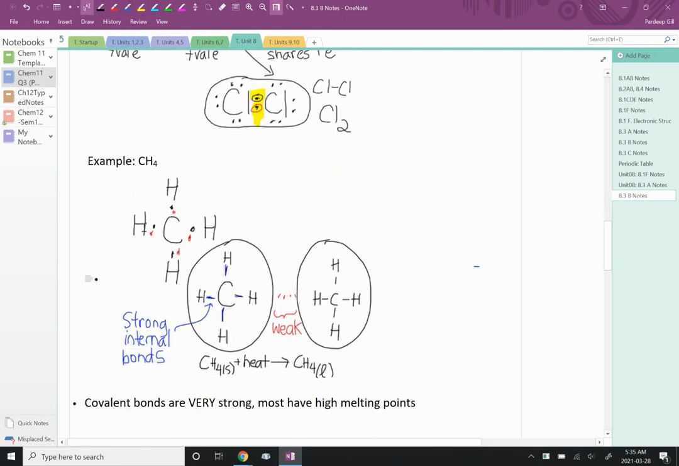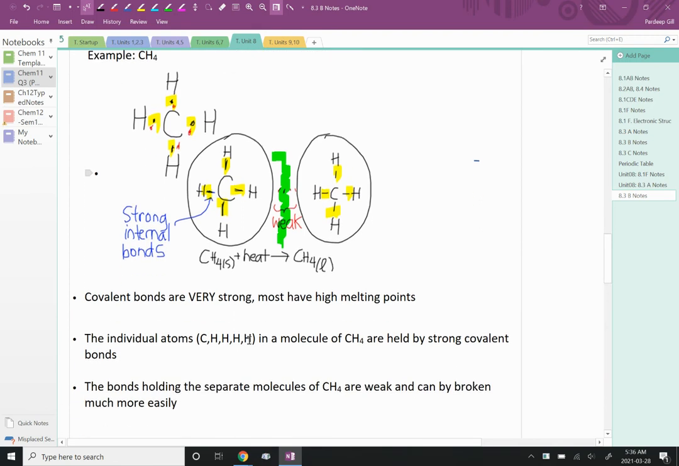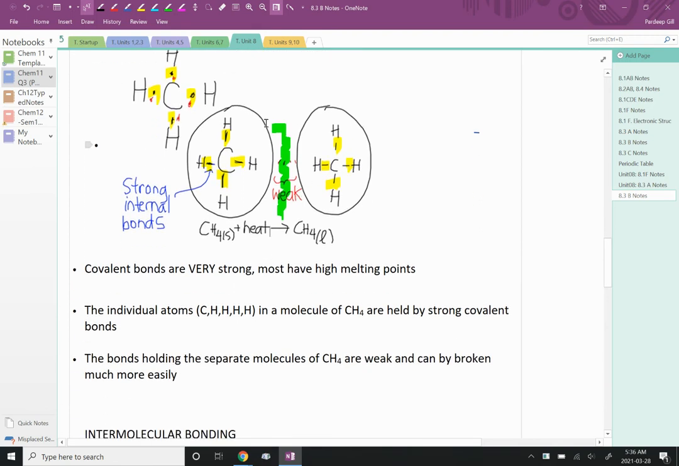Here we have a more detailed example. Let's say we have CH4. This bond right here is the intramolecular, so I'll just highlight the intramolecular. It's within the molecule. This region of space, on the other hand, is between different or the same molecules. This area right there is what we're going to look at next. That's an intermolecular bond, and we'll talk more about that in a second.